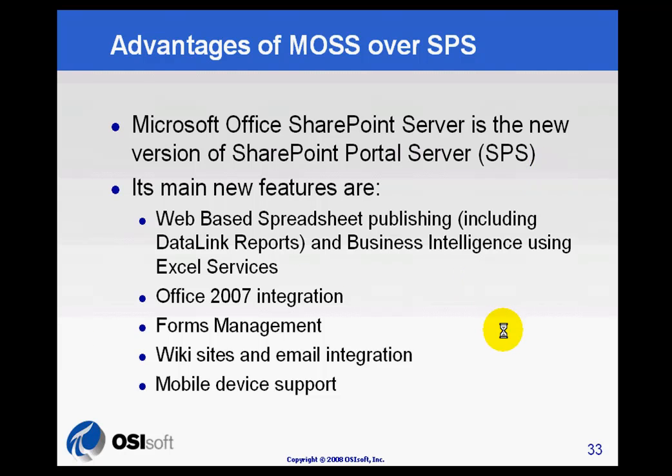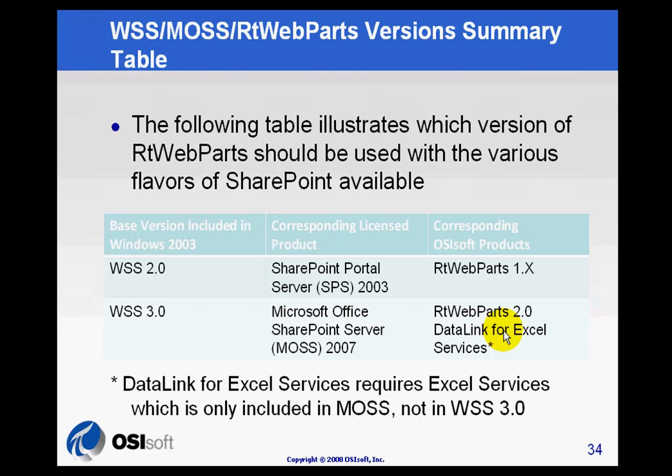Now let's compare overall WSS versus the MOSS layer. If all you have is Windows SharePoint Services 2.0, this is the one circa 2003, then you can, of course, use the earlier version of RT Web Parts. That's the 1.x version. And if in addition to that free version you have SharePoint Portal Server, the SPS, then you can do things over and above that for enterprise integration. There's nothing specific in RT Web Parts that you can't do if you don't have the SPS. You can do everything just with the free version.